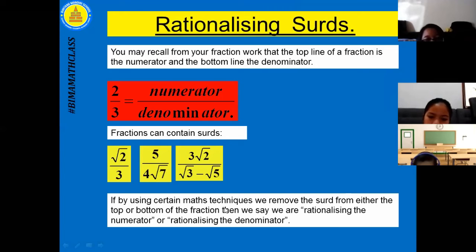Now let's read this. If by using certain math techniques, we remove the surd from either the top or bottom of the fraction, then we say we are rationalizing the numerator or rationalizing the denominator. Okay, actually I was wrong. It's up to the mathematicians. If they don't want the denominator to be a surd, they do what we did earlier. And some don't want the numerator to be a surd, and the technique is the same. So we have two kinds of rationalizing: rationalizing the numerator, and rationalizing the denominator. But mostly, the problem is about rationalizing the denominator.